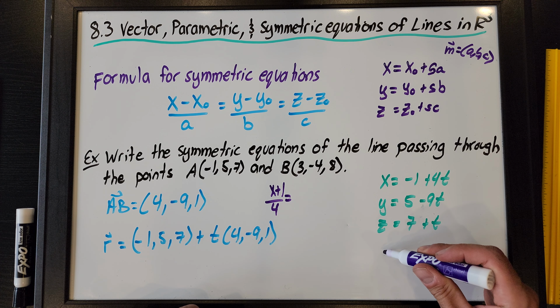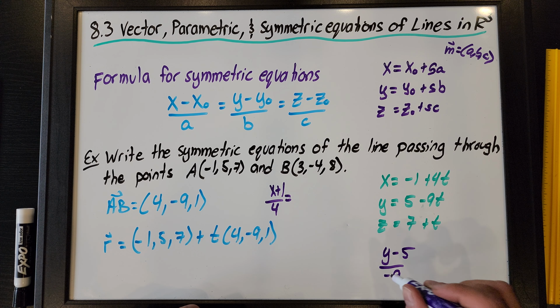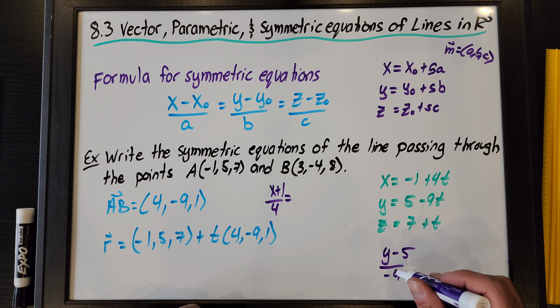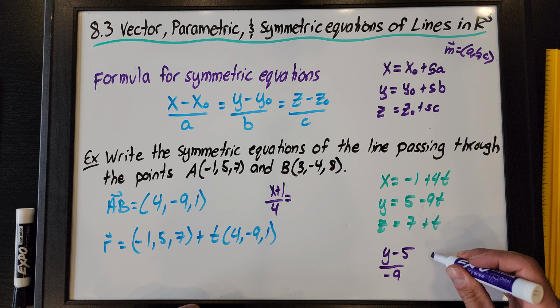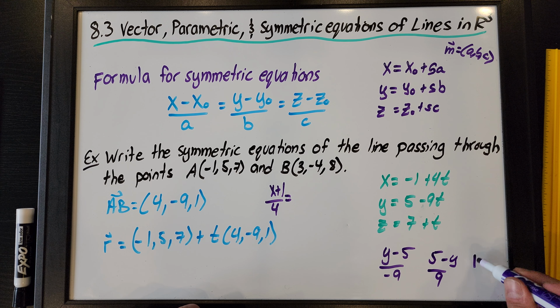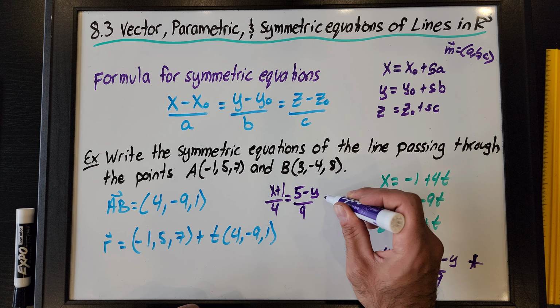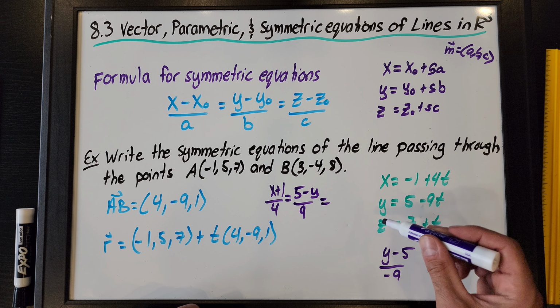Y minus 5 divided by negative 9. I never divide by negatives. It's just a bad habit. Don't do it. Just change this to 5 minus y over positive 9. Okay, so this is a little trick that will bring you a long way if you stop dividing by negative numbers. And z is just going to be z minus 7.